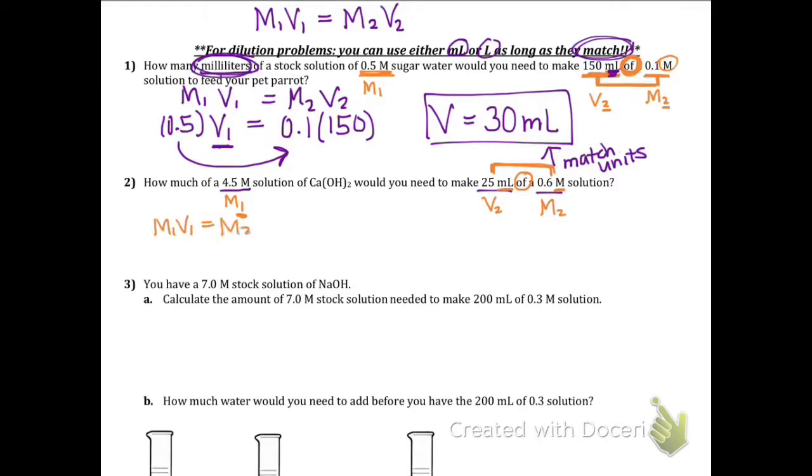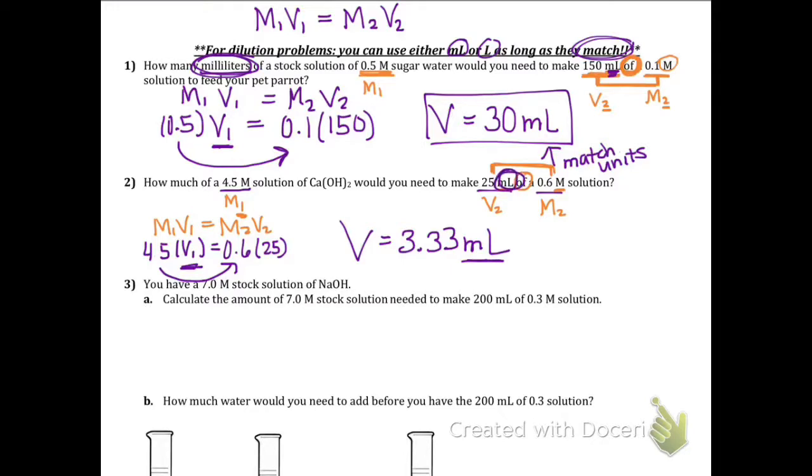Okay, so now my equation, M1V1 equals M2V2. And let's plug in all my numbers. Okay, so I have 4.5 times V1 equals 0.6 times 25. Okay, once again, this is like my X, so I want this by itself, so I got to move this to the other side. You always do the opposite. It is multiplying right now, so you must divide. The volume then becomes 3.33 mils. It's mils because you must match it with the other volume.